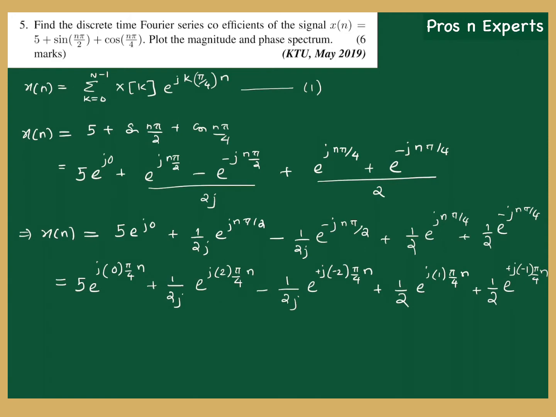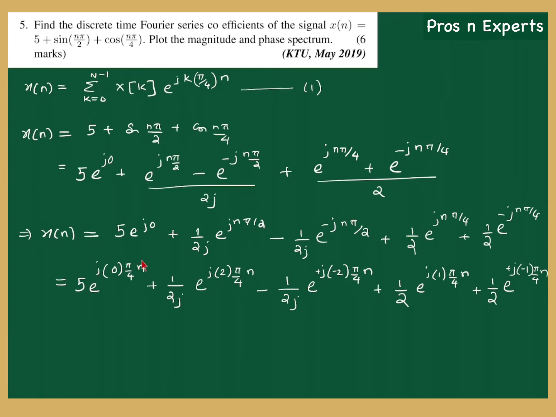X of k is nothing but the coefficient of the signal, that is 5 or 1 by 2j or minus 1 by 2j, 1 by 2 and 1 by 2. These are the X of k's. But how will you find out the specific value of k?